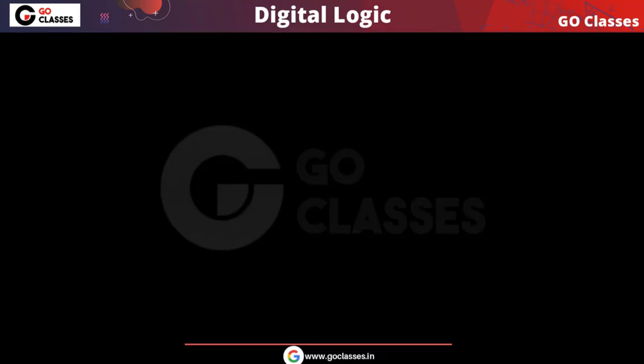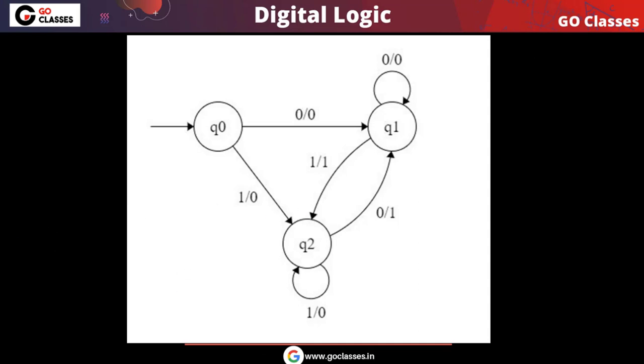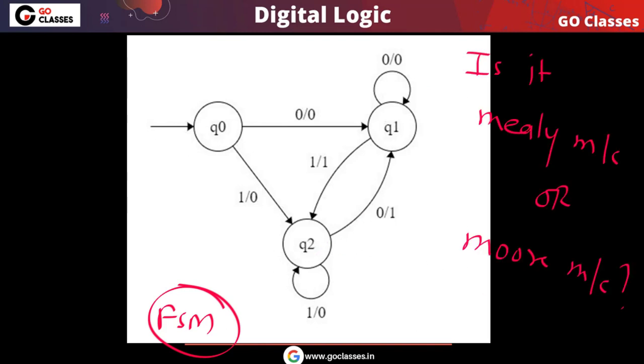Okay, so let me create the Mealy machine and Moore machine for some example. You can check what this machine is. Just focus on this machine. Find out whether this is a Mealy machine or a Moore machine. This is your finite state machine. Now, is it a Mealy machine or a Moore machine? This is the question. Tell me, is it a Mealy machine or a Moore machine?